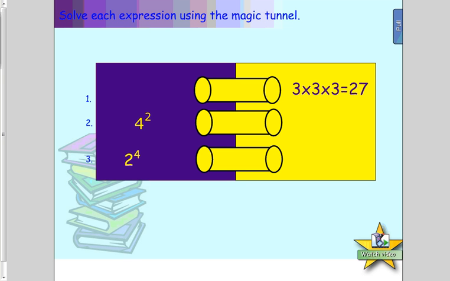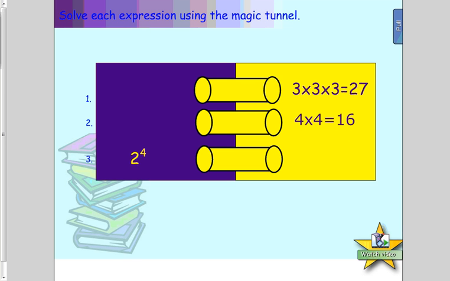All right, just think for a second what 4 to the power of 2 would look like. And we'll put it through our tunnel. Since 4 was the base, that's our factor, and 2 is the exponent, so we're going to multiply by itself 2 times. Our standard form, we can go ahead and calculate 4 times 4 is 16.